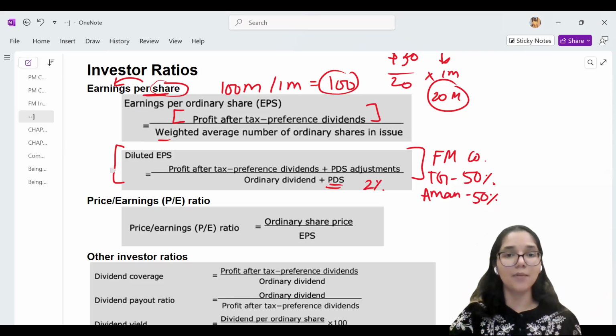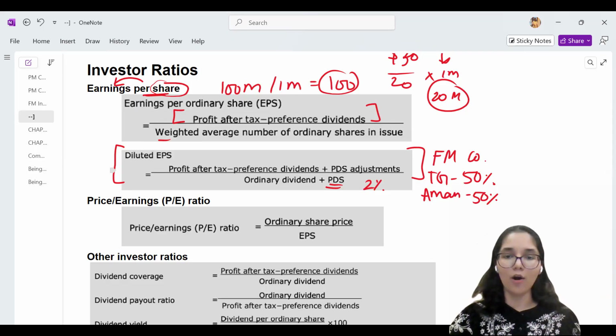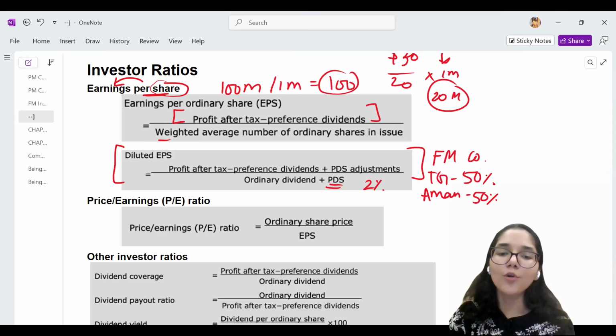The bank saw this company is doing really nice. They can make some good amounts of profits in the future. Our investment can also increase. So the bank decided to go for the equity option. So now what happened? 2% of the company, now the bank has become the owner.